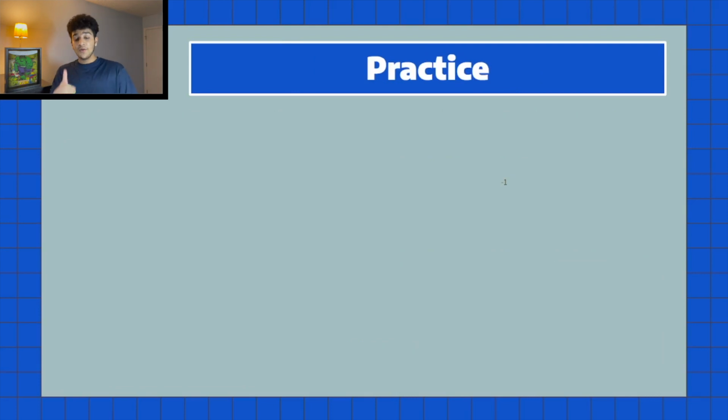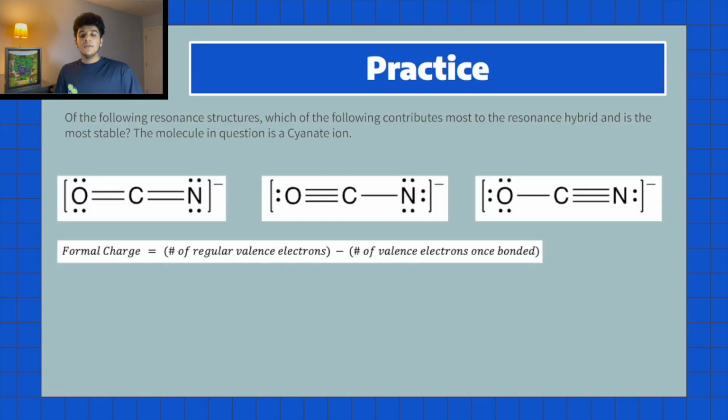Now let's do a practice problem, because these really help a lot and make the concept much more understandable. I've drawn all the resonance structures for you already for the cyanate ion, which is CNO-. What I want you guys to do is try and determine which of these resonance structures contributes the most to the resonance hybrid. I've also given you the formal charge formula, so if you would like to use that, then do that, and let's try it.